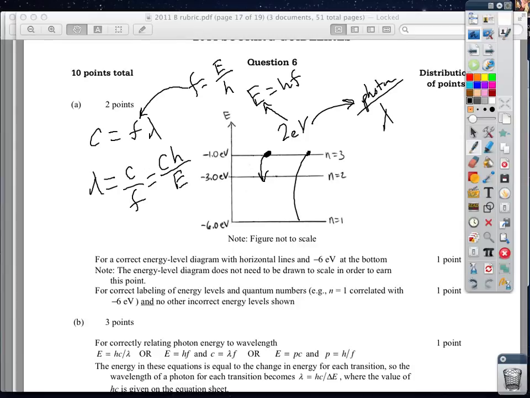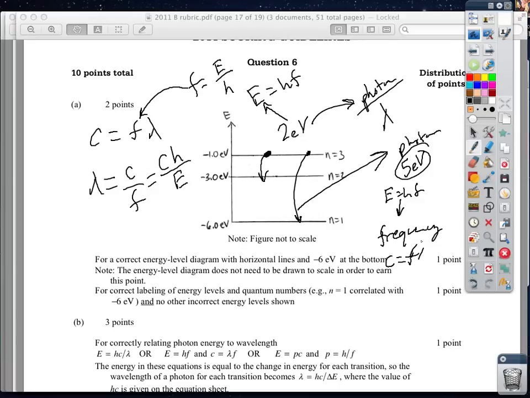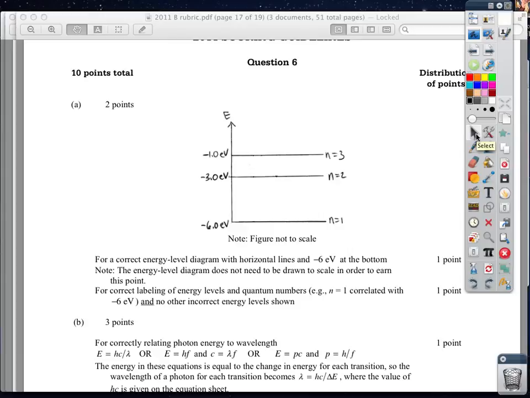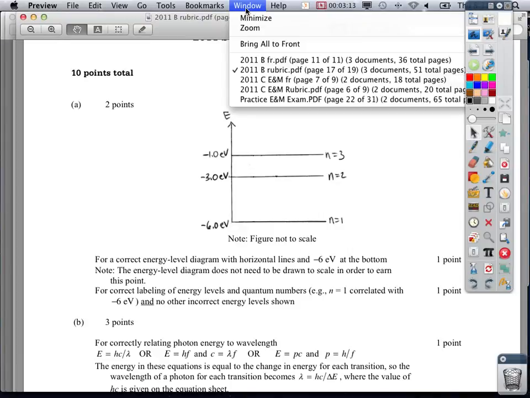When this falls down to there, it releases a photon which has 5 electron volts of energy. 5 electron volts through E equals hf gives you a frequency of light. And then by using c equals f lambda, I can get a wavelength. That's it, pretty straightforward. And they're all going to be pretty straightforward like that. You're just going to use those equations.